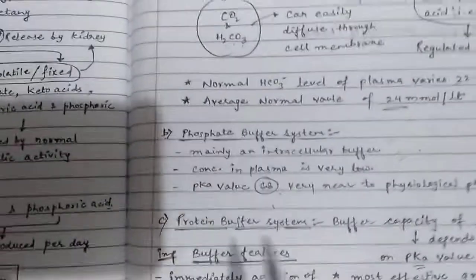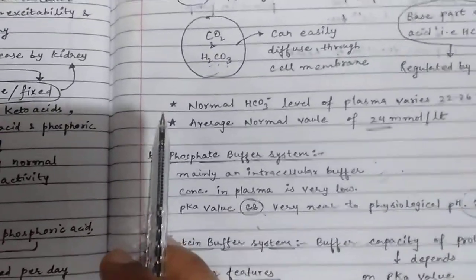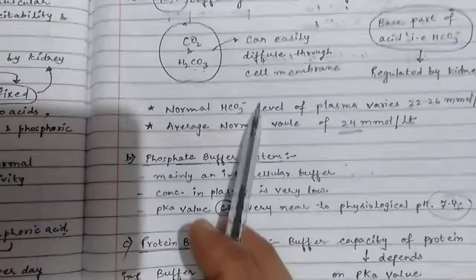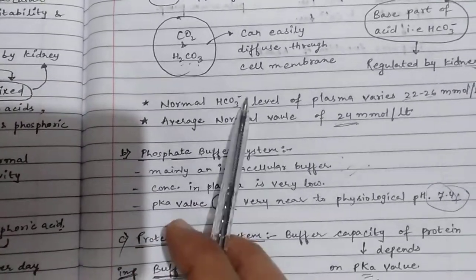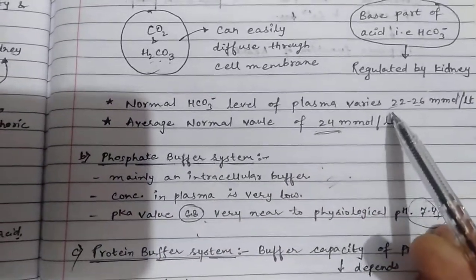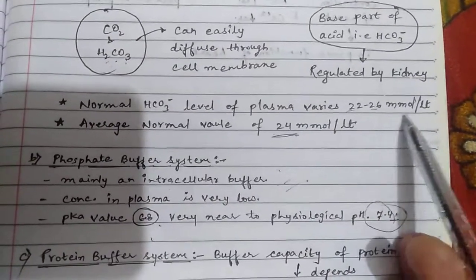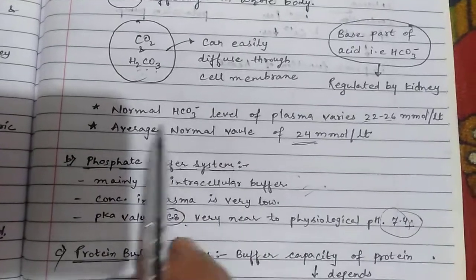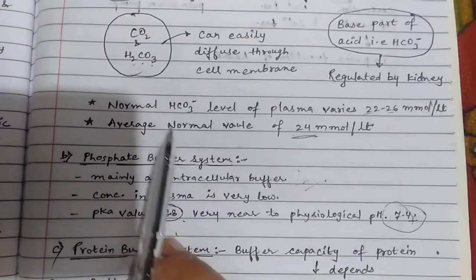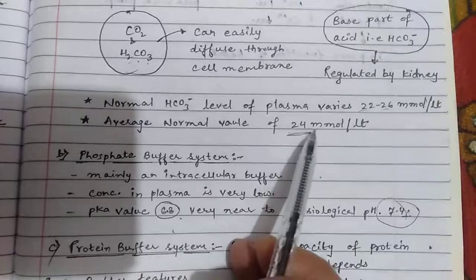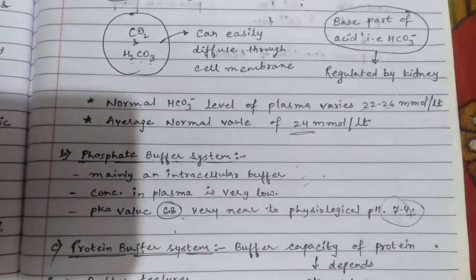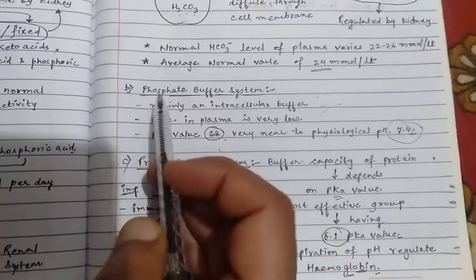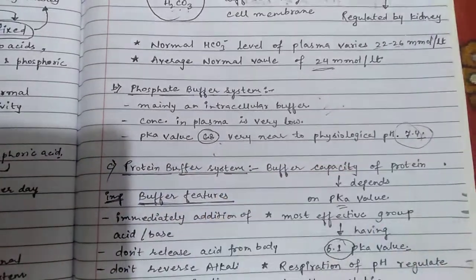Now student, I am going to give some important data about the bicarbonate buffer system. The normal level of bicarbonate in the plasma varies from 22 to 26 millimole per liter, and the average value of bicarbonate in our body is 24 millimole per liter.